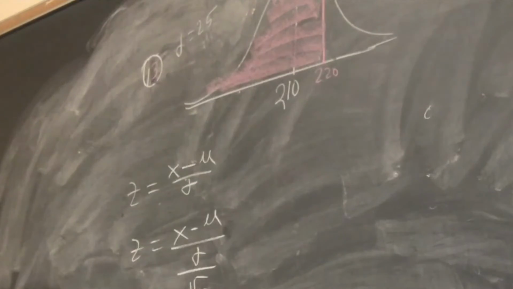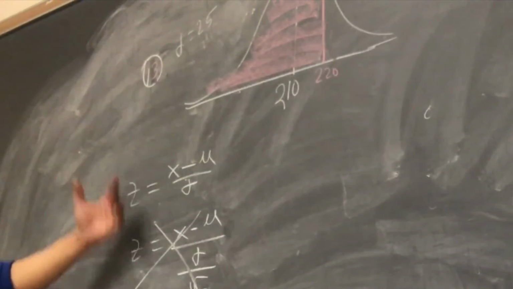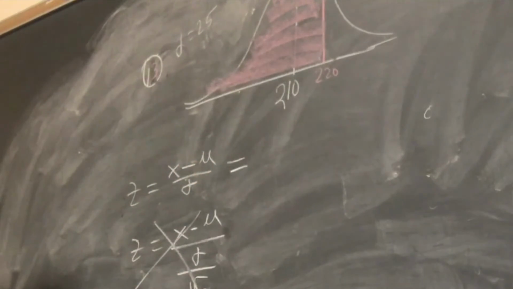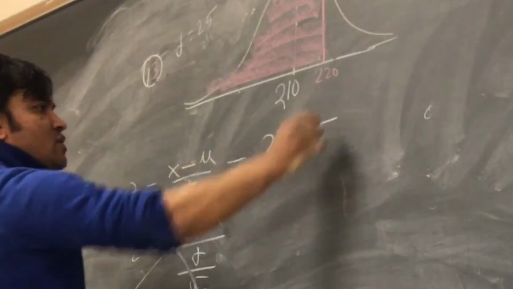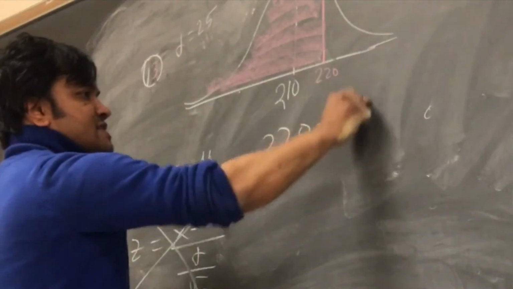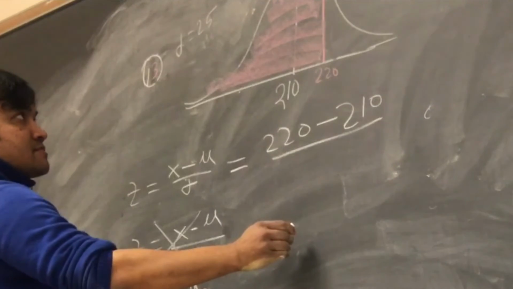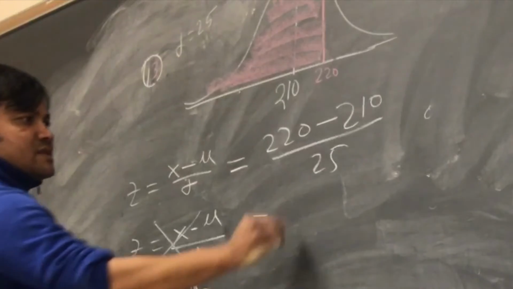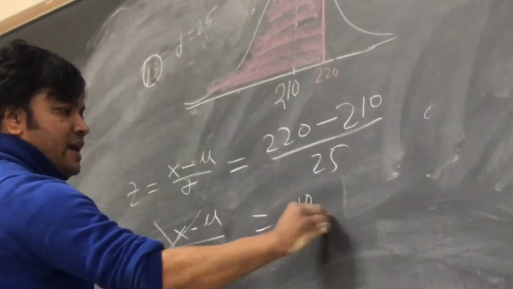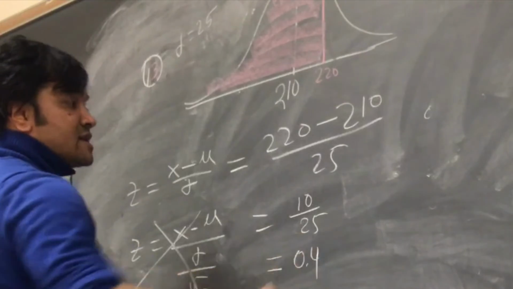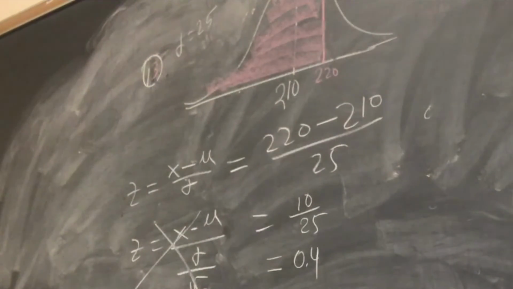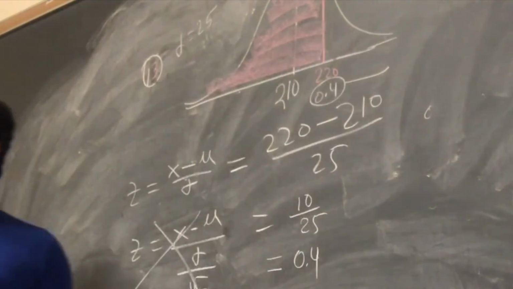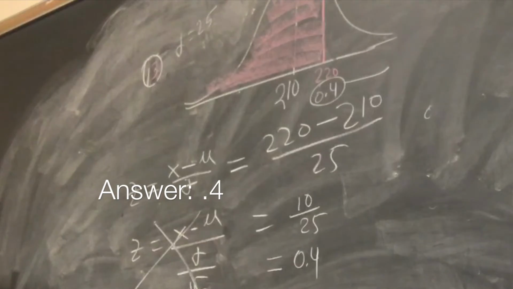So to use the first one, it's easy. This one is just figuring out. Once you figure it out, it's easy. What is x? 220. What is mu? 210. What is the standard deviation? 25. See, once you figure it out, this is easy. So 10 over 25, and then 0.4. Z is 0.4. Now we have to find P. So please go ahead and find P.